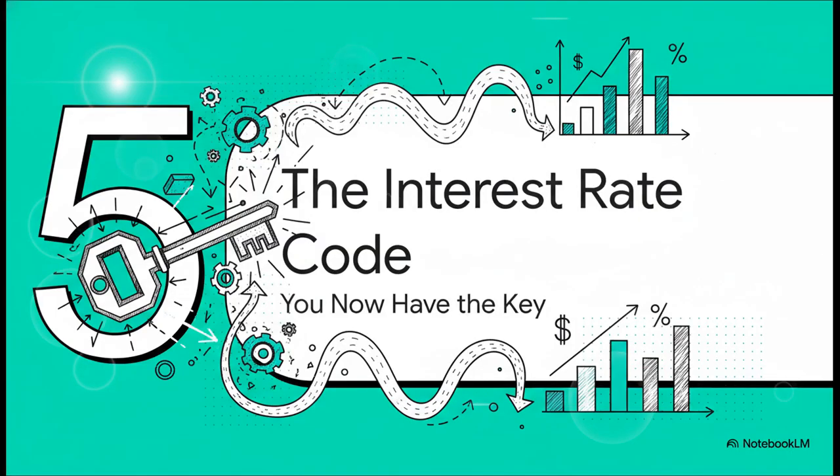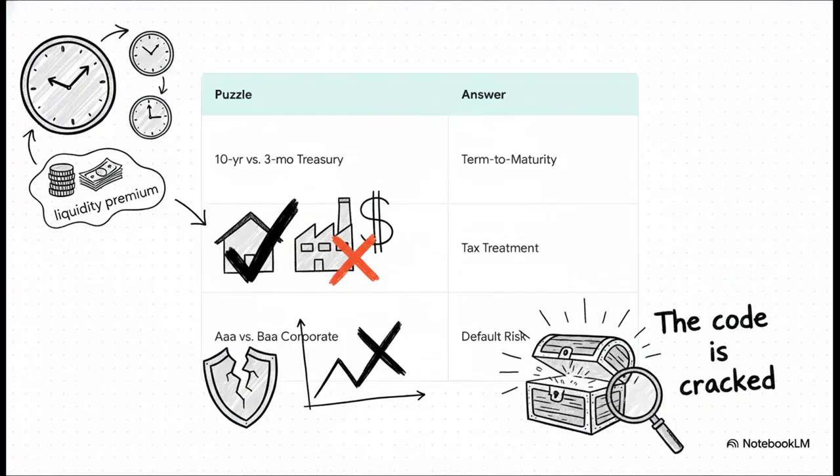So, there you have it. What seemed like a completely random jumble of numbers at the very beginning, now it all clicks into place, doesn't it? You now know how to read the signs, you have the key to understanding what's really driving interest rates. Let's go all the way back to our original mystery table. Why was the 10-year Treasury yield so much higher than the 3-month? Simple. It was term to maturity and that liquidity premium. The municipal bond yielding less than the corporate bond? Easy. Taxes. And the difference between the two corporate bonds? Come on, you know this one now. Default risk. Boom, puzzle solved, case closed.